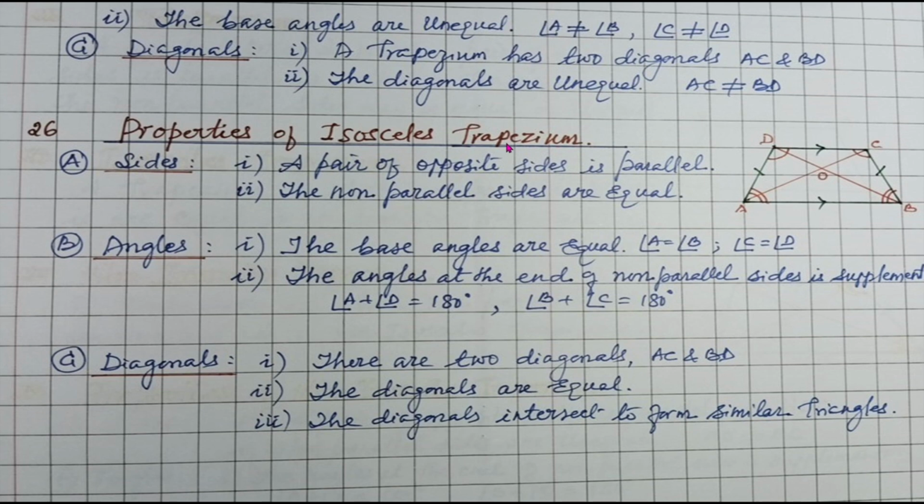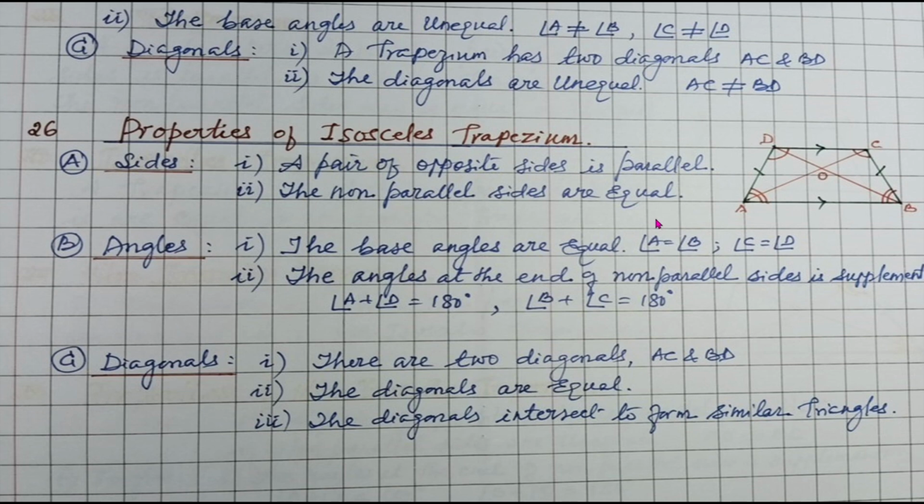Now, to study the properties of isosceles trapezium, we will learn in terms of sides, angles and diagonals. And let us study about the sides first. In isosceles trapezium, a pair of opposite sides is parallel and the non-parallel sides are equal. That means AD is equal to BC here. Now coming to the angles, the base angles of an isosceles trapezium are equal. That means angle A is equal to angle B and angle C is equal to angle D. And also the angles at the end of the non-parallel sides are supplementary. That means angle B plus angle C is 180, angle A plus angle D is also 180 degrees.